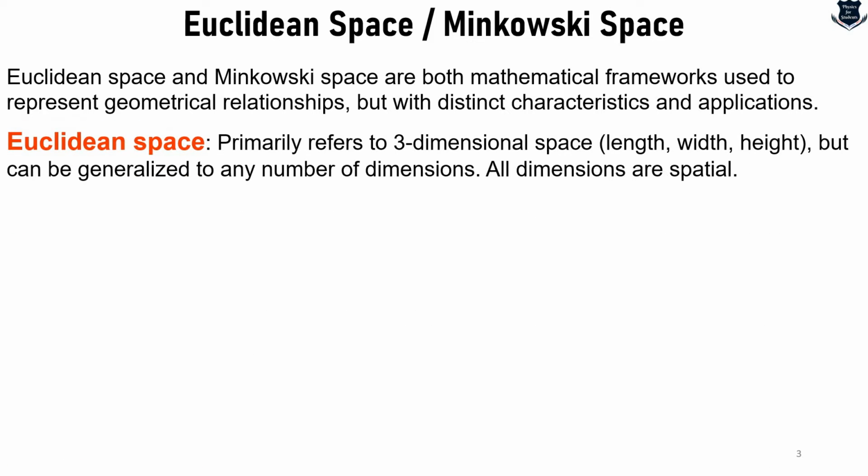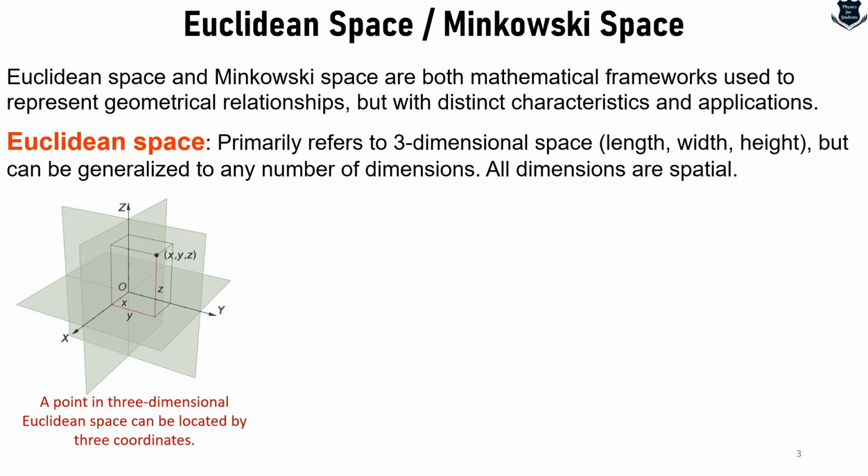Now, in general, we are aware of Euclidean space, but it is a good time to take a quick note on that. It refers to a three-dimensional space, length, width, and height, but can be generalized to any number of dimensions, and all dimensions are spatial. This diagram shows a Euclidean space where a point in three-dimensional Euclidean space can be located using three coordinates.